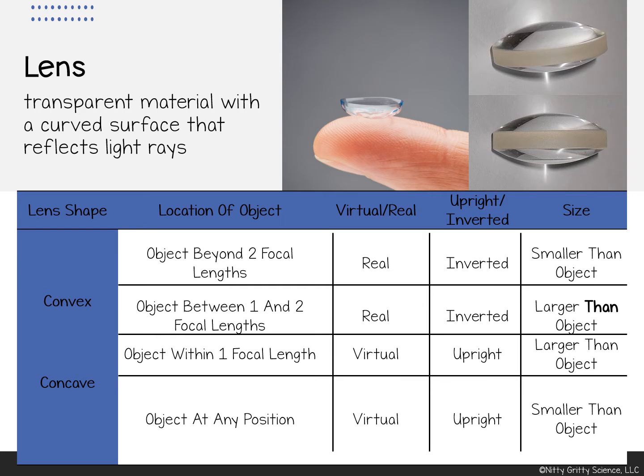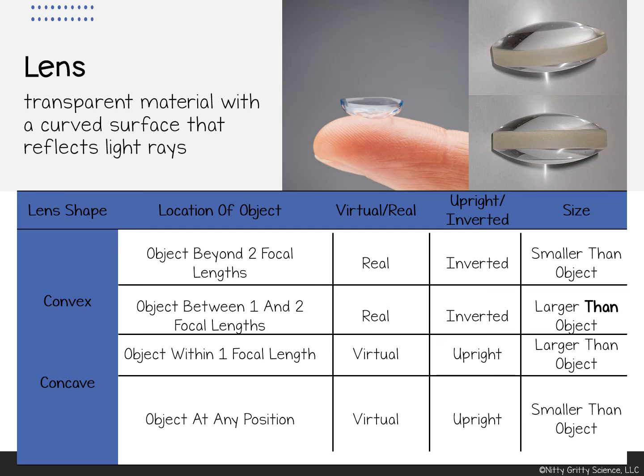Just like curved mirrors, a lens can be convex or concave. A convex lens, like the image on the right, is thicker in the middle than at the edges. The image formed by a convex lens depends on the positions of the lens and the object. When the object is more than 2 focal lengths away from the lens, its image is real, reduced, and upside down. Now, if the object is between 1 and 2 focal lengths from the lens, its image is real, enlarged, and upside down. But if the object is less than 1 focal length from the lens, its image is virtual, enlarged, and upright.